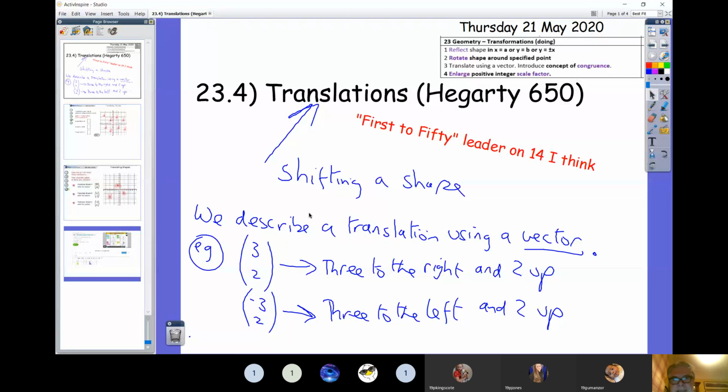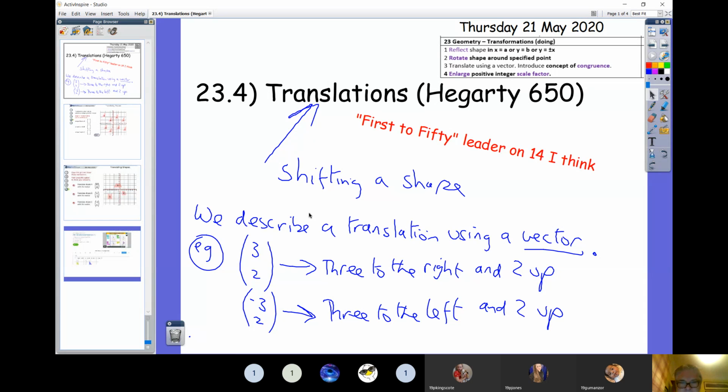It's going to lead on to Hegarty number 650. But before I get going, I just wanted to give you an update on the first to 50. I think our leader is presently on 14. The last time I checked, he or she was on 14. So they're doing well, but there's still a long way to go.